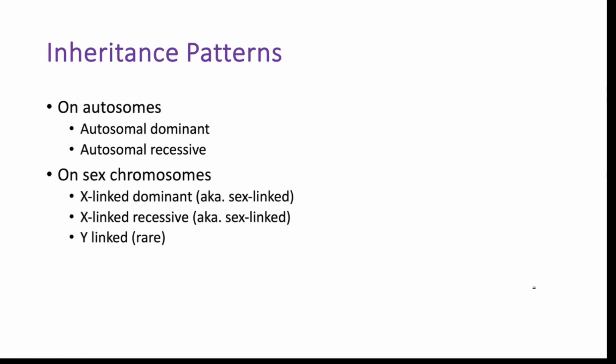So we can look at different inheritance patterns. We can look at whether it's on an autosome, so the somatic non-sex chromosomes, the autosomes. We're looking at if it's dominant or recessive, and we can see if it's on the sex chromosome. Is it X-linked dominant? Is it X-linked recessive? Or is it Y-linked, which is really quite rare. So these are the things we should be able to look at. So let's go through it.